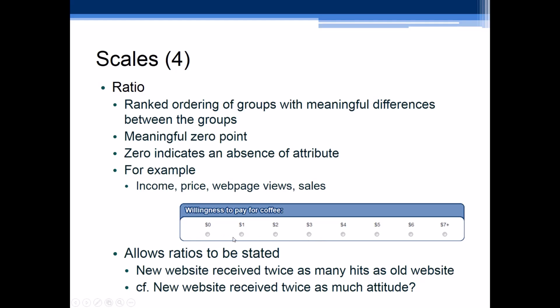When we have a meaningful 0, as with a ratio scale, the benefit of that is that we can come back and start to make fractional or ratio judgments. So if person A tells us that they're willing to pay $2 for a cup of coffee, and person B indicates they're willing to pay $4 for a cup of coffee, we can say person A's willingness to pay is half as much as person B.